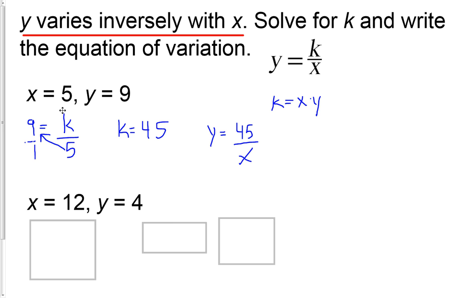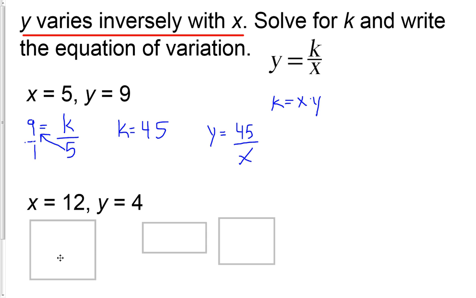Once we're done with this first one, we rewrite that with a blank. This is just to solve for k. Once we solve for k, we plug it back in. Y equals 45 over x. There could be more answers, right? Maybe 15 equals 45 over 3, right? So this is just to get the k solved for and to write what it would look like as an equation.